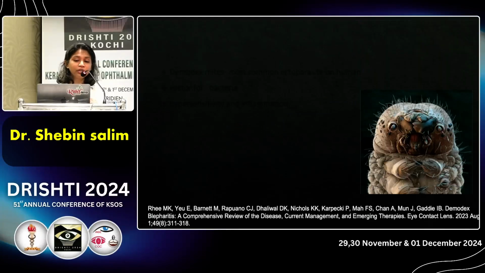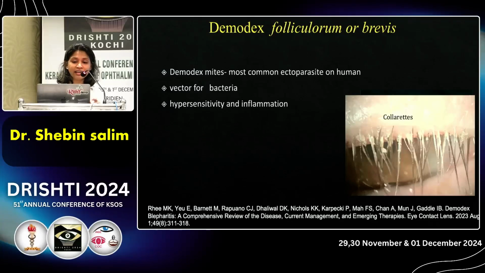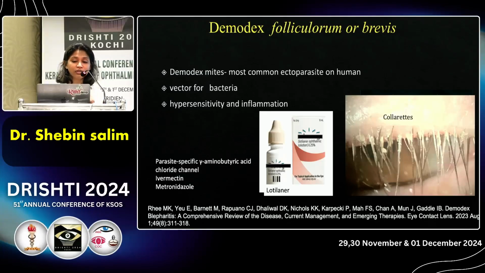So a word about Demodex. Demodex is an ectoparasite that is commonly seen even in normal asymptomatic individuals. But when they increase in their density, also known as demodicosis, they can cause hypersensitivity, inflammation and blepharitis. This characteristic collar-shaped, cylindrical scale is seen in Demodex infection. One new drug that is coming is known as lotilaner. This is a parasite-specific gamma aminobutyric acid chloride channel inhibitor that is in the last phase of clinical trials.